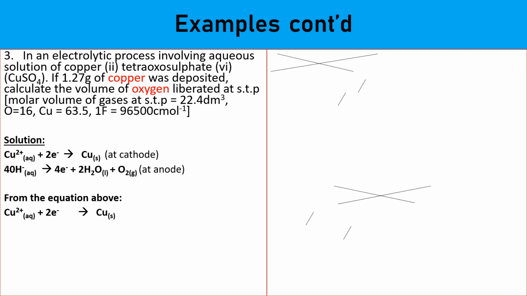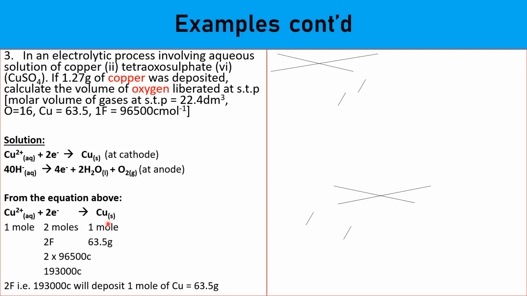1 mole of copper(II) ion gains 2 moles of electron to deposit 1 mole of metallic copper. That's 2 moles of electron, which is equal to 2 Faraday, and 1 mole of copper is equal to 63.5 gram. 2 Faraday is equal to 2 times 96,500, which is equal to 193,000 coulomb. So don't forget that 2 Faraday is equal to 193,000 coulomb, and it will deposit what? 1 mole of copper, which is 63.5 gram. As you can see here, 63.5 gram of copper was deposited by 193,000 coulombs of electricity.